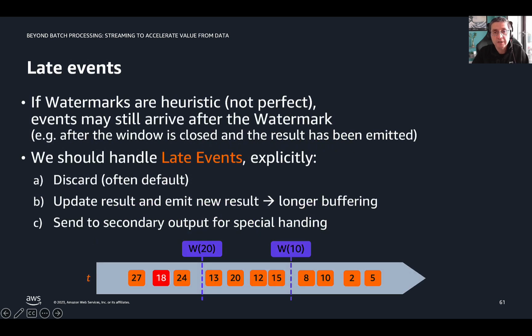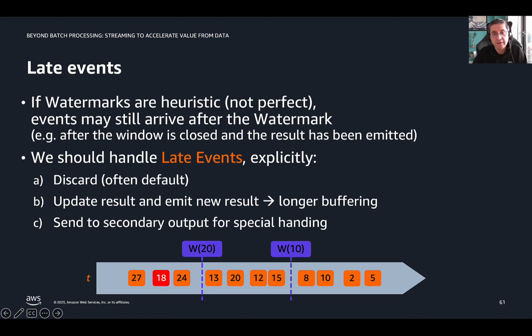When a watermark is heuristic, it means that events older than the watermark can actually arrive after the watermark itself. You can see, for example, in the picture, the event with time 18 has actually arrived after the watermark at time 20. These are called late events, and you must handle them explicitly.